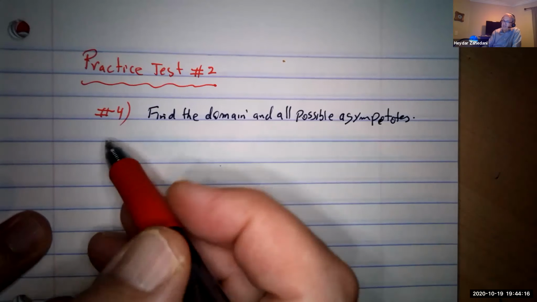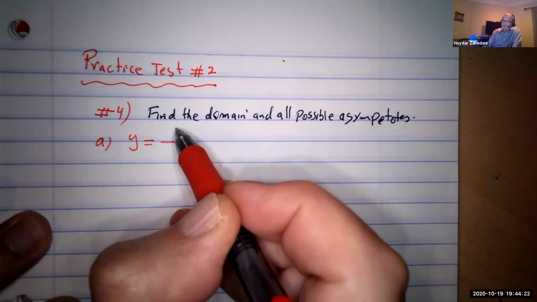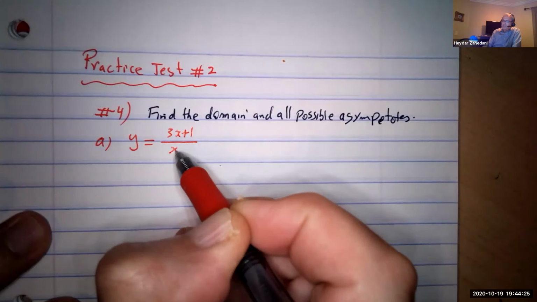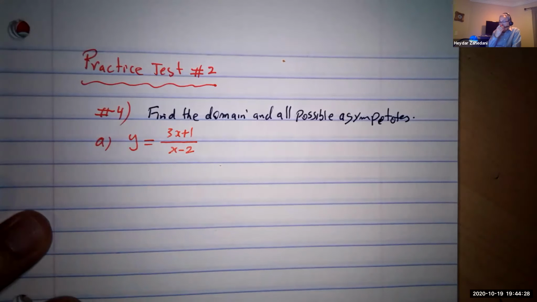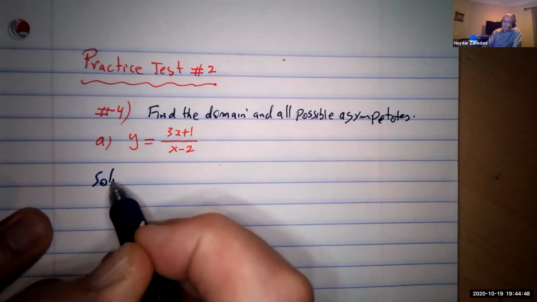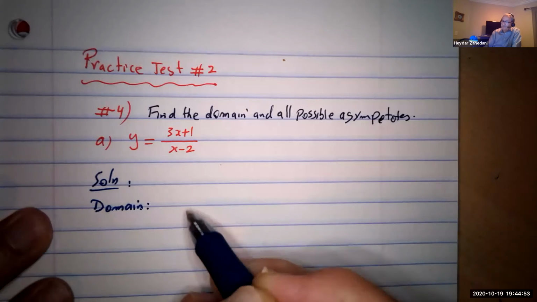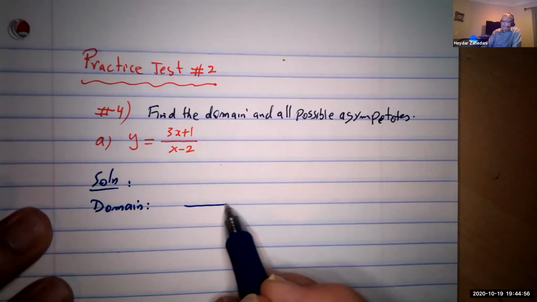Okay, the first one, case 1: y equal to 3x plus 1 over x minus 2. You see, this is the case that the degree of the top and the bottom is the same. Everything would be nice. Okay, we are going to have horizontal asymptote, vertical one. Are you ready? Domain is easy. We have only one factor, x minus 2, so we have to exclude the 2. Okay, solution. We go for the domain first. Domain. That's it. The denominator is 0 at one place only.